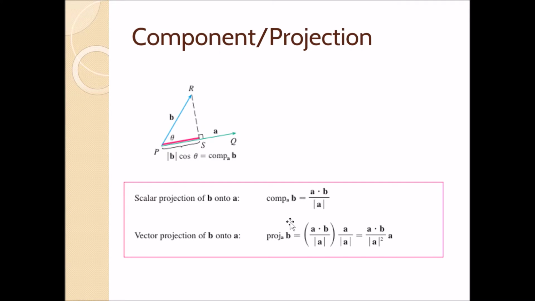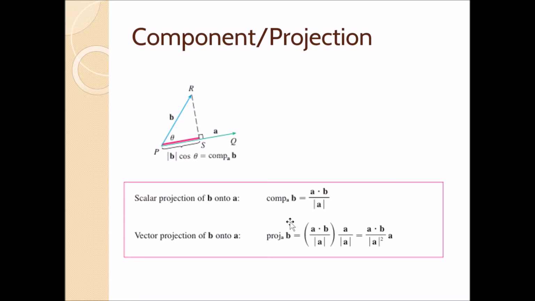Now we're going to talk a little bit about component and projections. These play a very important role later on in examples where we're going to be finding the distance between, like, a point and a line or something like that. So when talking about scalar projection of B onto A, the component of B onto A equals A dot B divided by the magnitude of A.